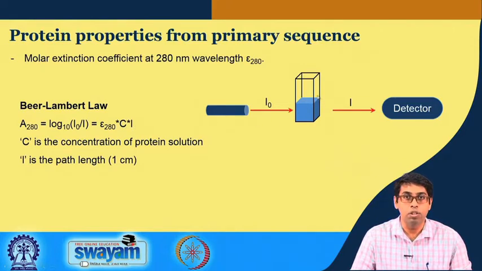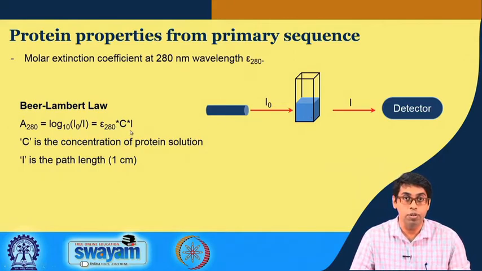This is the cuvette in which you have your solution sample. The light is incident and whatever is absorbed, the remaining is detected. From that we get this absorbance. So, A280 is known. If we know epsilon 280 and L, the path length, which is typically set to 1 centimeter, then we can calculate the concentration of the protein, and this concentration will be in terms of millimolar.